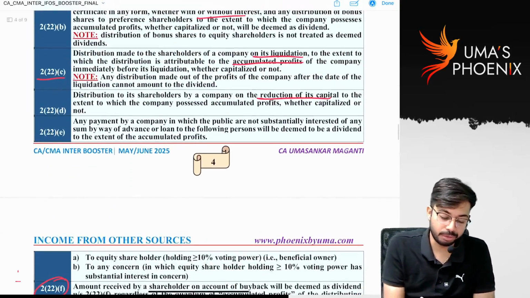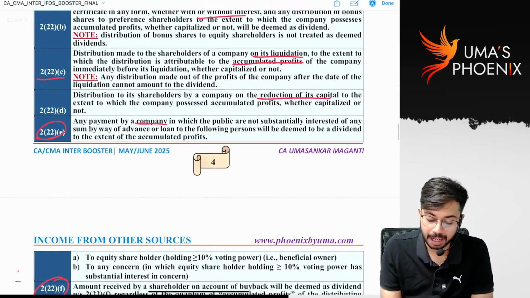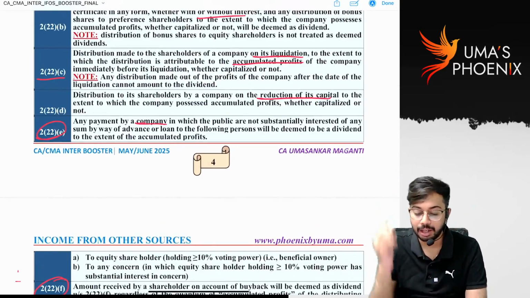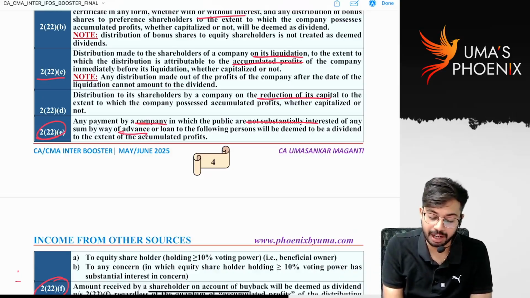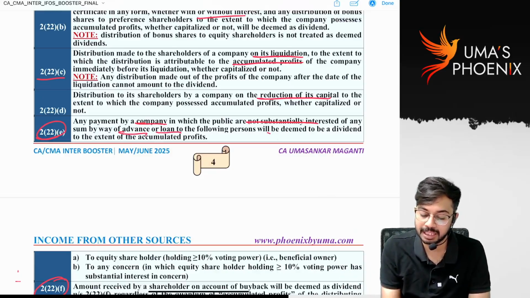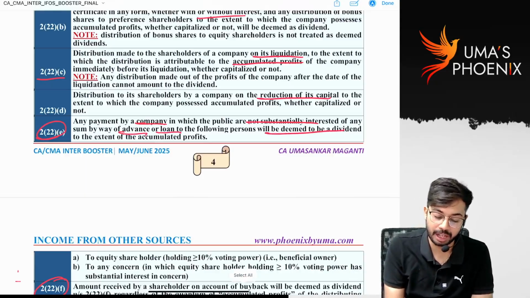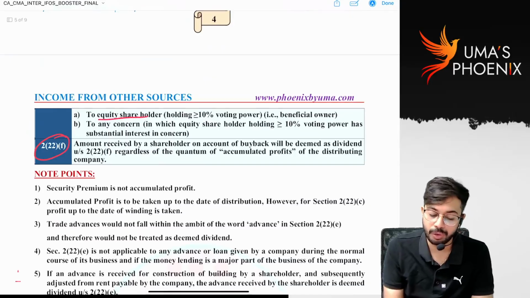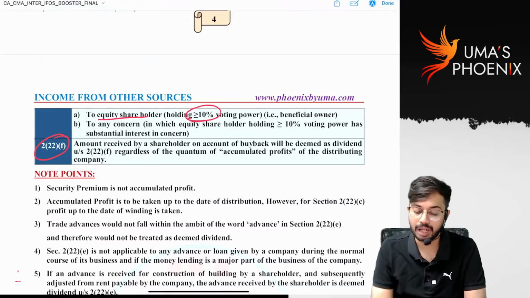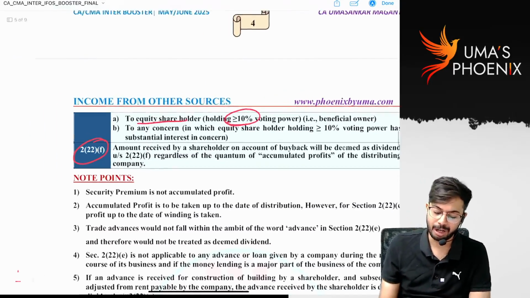Now 222E. Any payment by a company in which the public are not substantially interested, of any sum by way of advance or loan to the following persons, will be deemed to be dividend to the extent of accumulated profits: to an equity shareholder who is holding greater than or equal to 10% voting power. What do you mean by this?